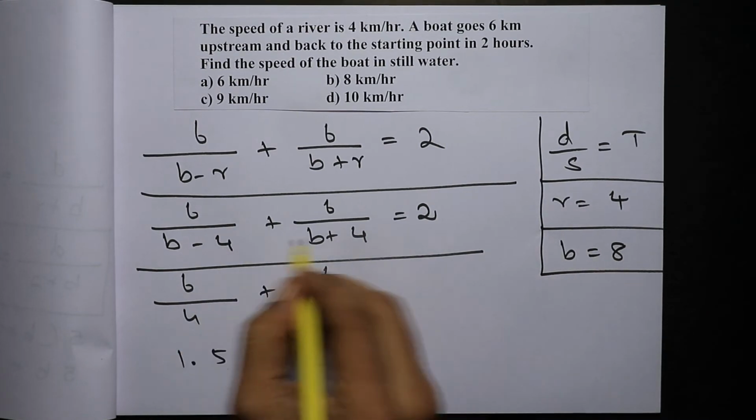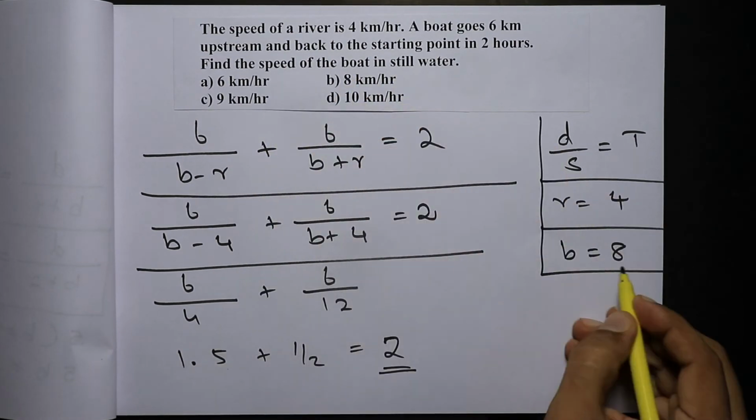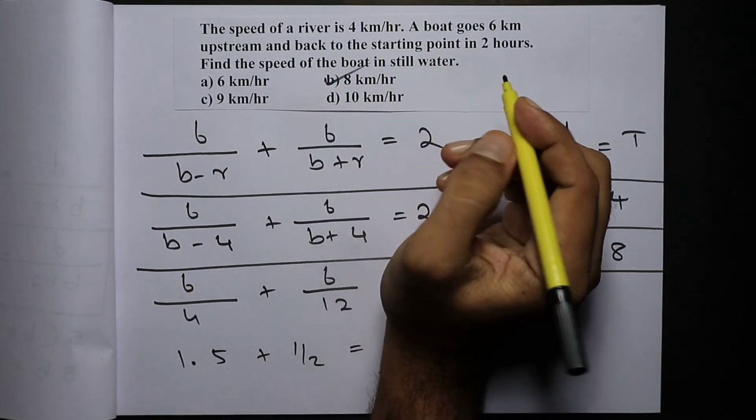So b is the solution to this equation. So the value of b, that is the speed of the boat in still water, is 8 kilometers per hour. Hence option B, 8 is the right answer.